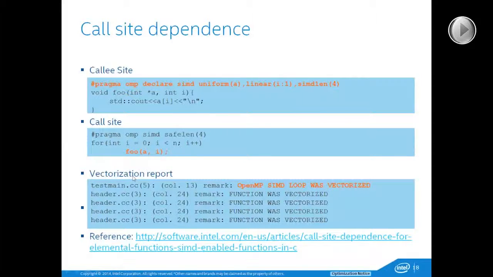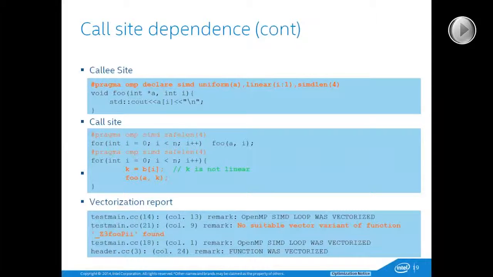Is that happening? You compile the code and generate the vectorization report, and you can see that the OMP SIMD loop was vectorized. Another important message is that the function was vectorized. See what I mean? You were able to successfully vectorize this loop because the function was vectorized. That's the actual power of a SIMD enabled function. Had the function not been vectorized, the loop wouldn't have been vectorized. That's the drawback. For more information, please feel free to access the URL down here on Intel Developer Zone.